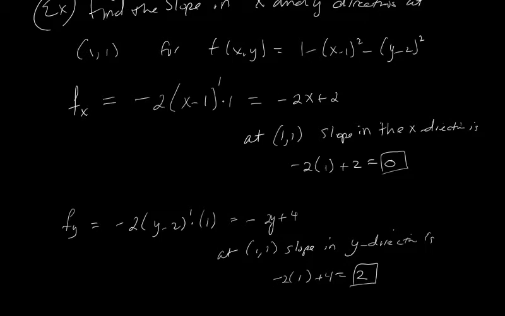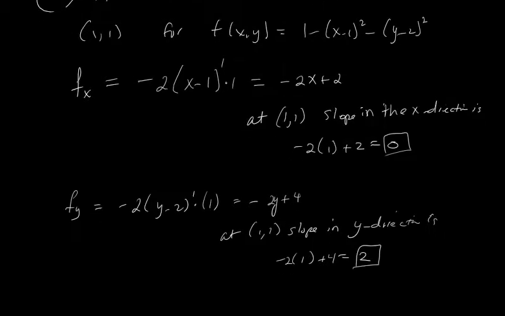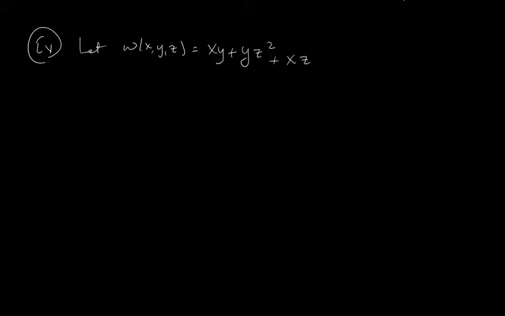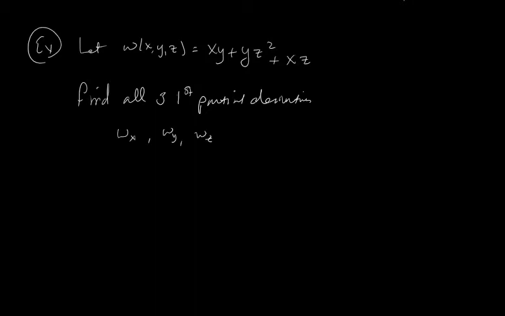Okay, so now let's take a look at functions with more than 2 variables. So it's going to work in exactly the same way. We are going to let w(x, y, z) be equal to xy plus yz squared plus xz. And we're going to find all 3 first partial derivatives. Okay, so that would be w_x, w_y, and w_z.